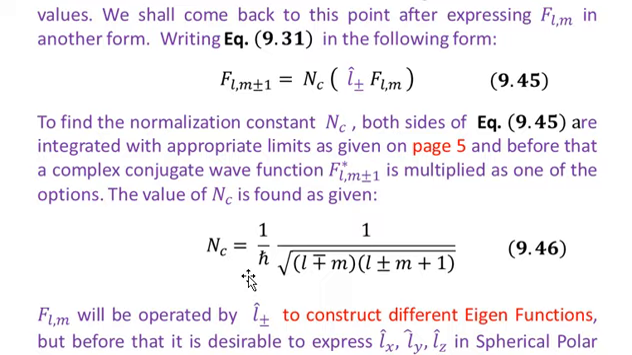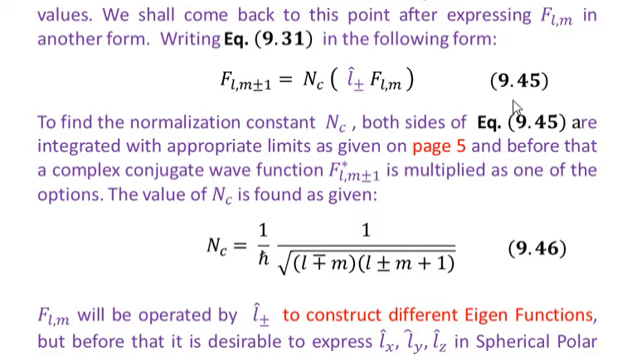So NC is equal to 1 over h bar times 1 over the square root of L minus plus m, and another factor is L plus minus m plus 1. So you see that this is the normalization constant. NC is equal to 1 over h bar times 1 over the square root of the first bracket, which contains L minus plus m, and the second factor, which contains L plus minus m plus 1.